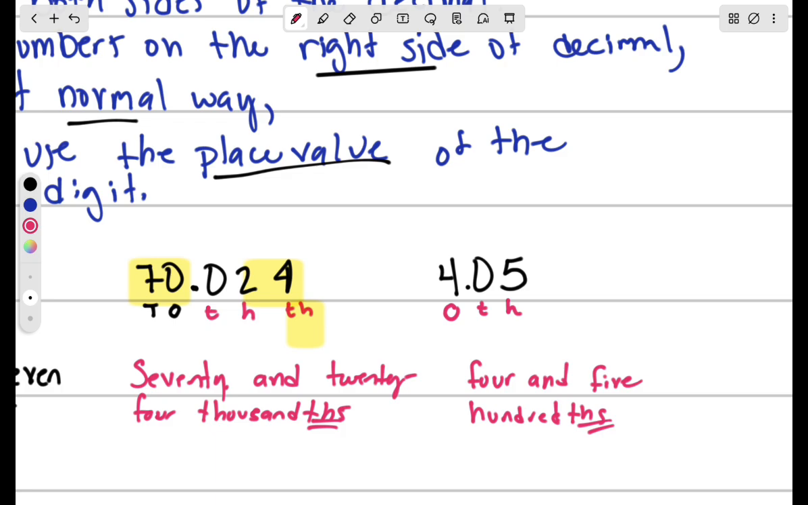Make sure you put that. I don't care if you misspell thousandths, hundredths. As long as I can see THS on the end, you're going to be all right with me. All right? So I'm not worried about you misspelling that.